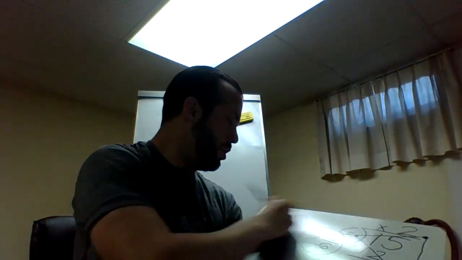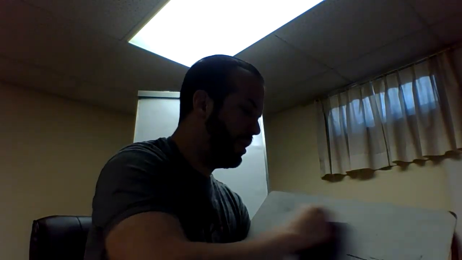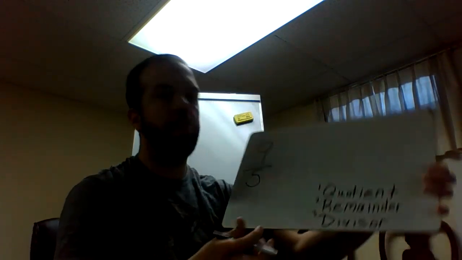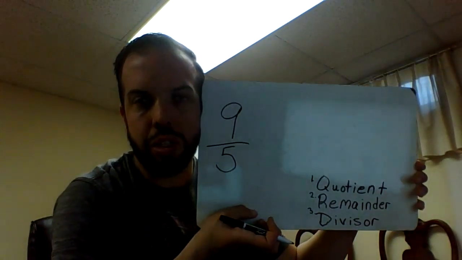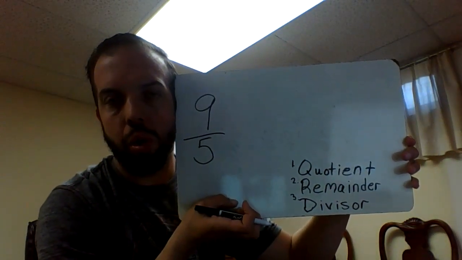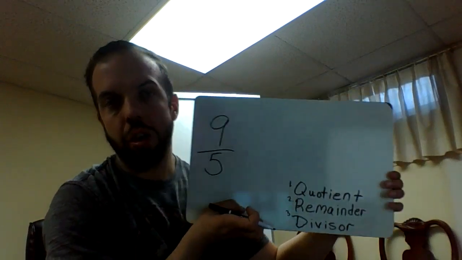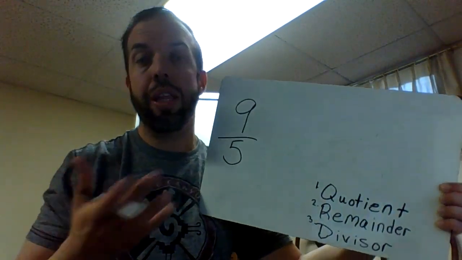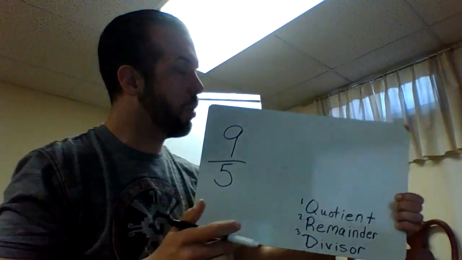All right, let's do one more as an example. Let's do 9/5 as our improper fraction. If you want to, write that down on your slate right now and follow along with me: 9/5. That's our improper fraction, or our fraction greater than 1. They have 2 names, improper fraction or fraction greater than 1.